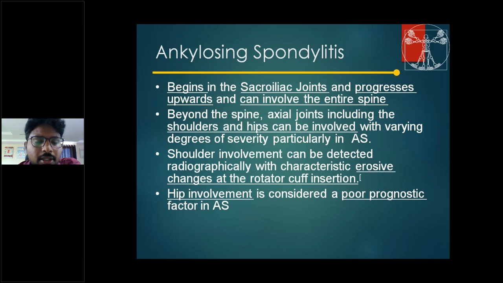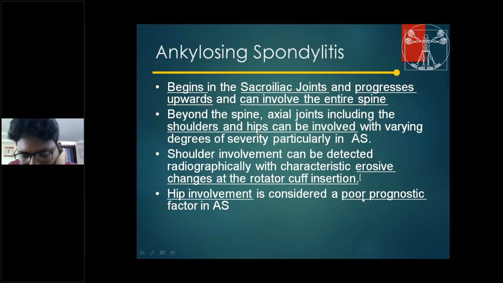Beyond the spine, this is also important. In axial joints, both shoulder and hip joints are also included. Axial joint doesn't mean only spine. Along with spine, the shoulder joint and hip joints are also included in the axial joint. Other joints are peripheral joints like elbow, knee, ankle, wrist joint, they're all peripheral. But axial joints include spine and shoulder and hip joints. Okay. So there can be erosive changes in the rotator cuff insertion, and hip involvement is there.